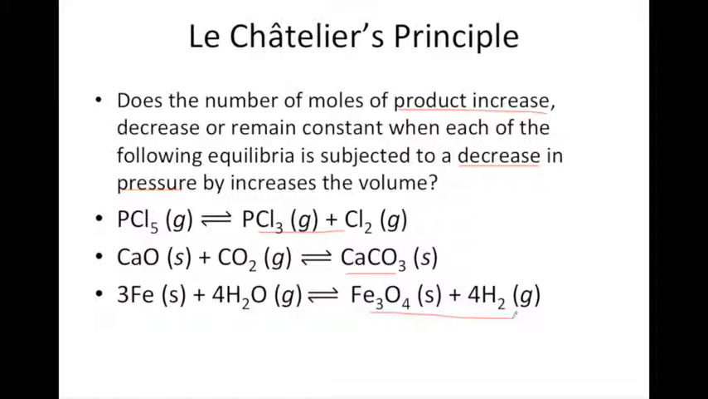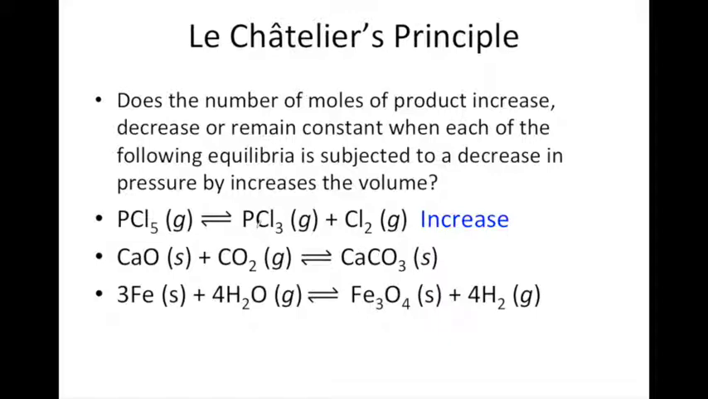Okay, so let's take a look at the first one. For the first one, we have 1 mole of gas over here, and we have 2 moles of gas over here. So if we decrease the pressure, increase the volume, Le Chatelier's principle tells us the reaction should shift towards the side with more moles of gas. So we would predict the equilibrium to shift from left to right, and therefore my moles of product should increase.